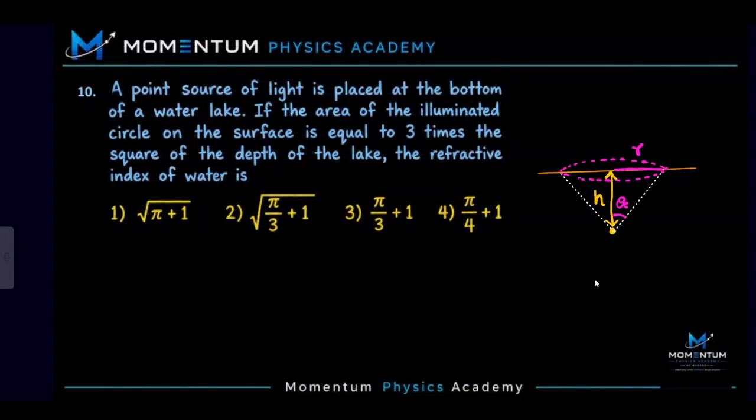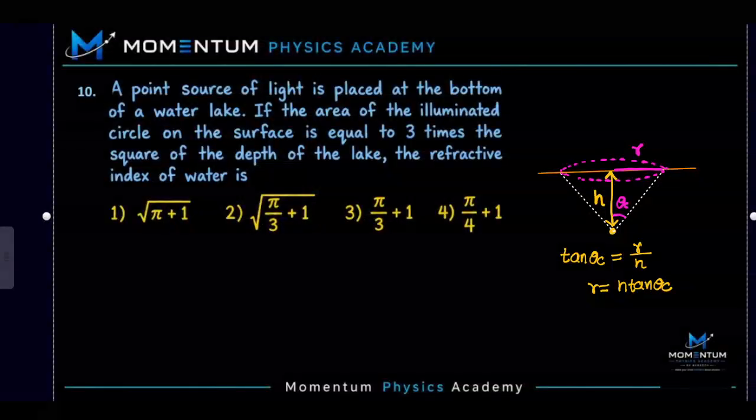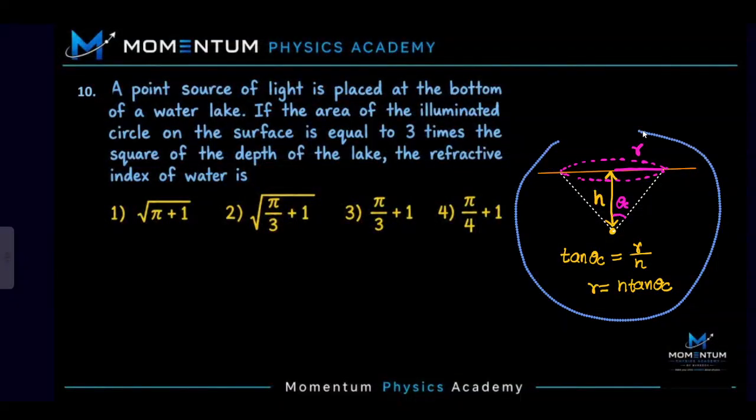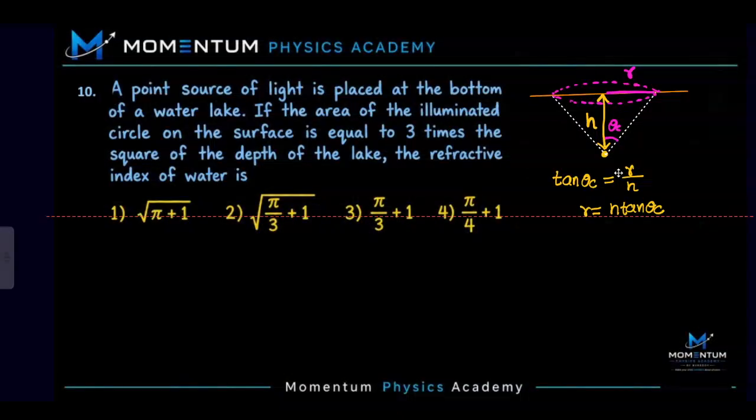And we can get the relation between the depth and radius by using tan. So tan theta C is equal to R by H. Then R is equal to H tan theta C. R, we got it as H tan theta C. Now from this, we can get the area.